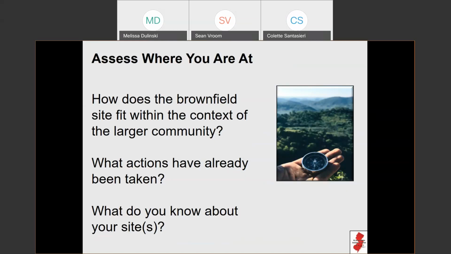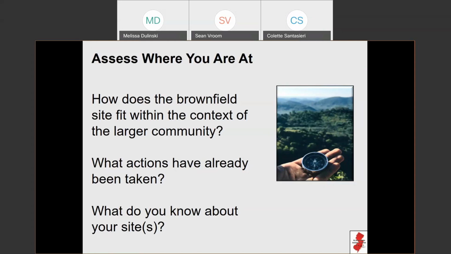The next step in the planning process is the third thing: what do you know about your site? This is when you really look at your site and ask certain questions, like, who owns it? Is it publicly owned or privately owned? What are the current uses and conditions of the site? Has there already been an assessment conducted for that brownfield site so you know that there's contamination or you know that there's not contamination? Is there already developer interest in that site? Those are important things to ask of each of your brownfield sites.